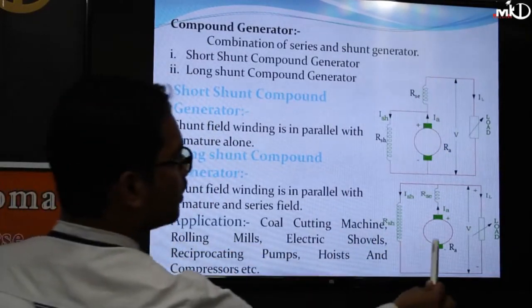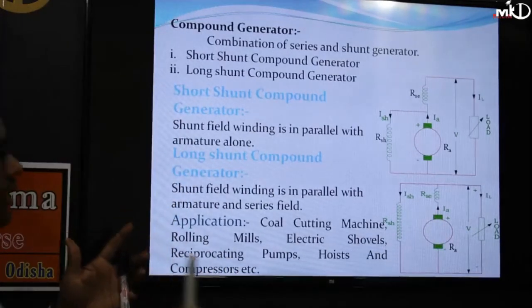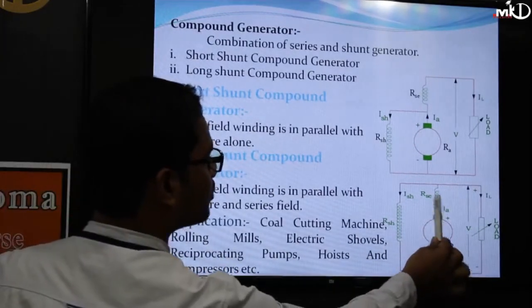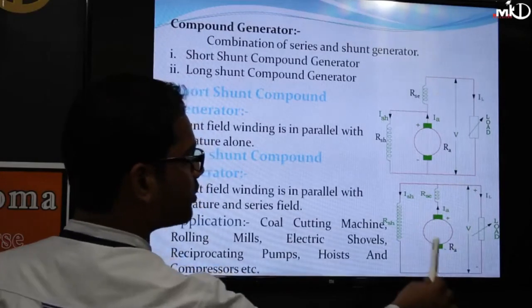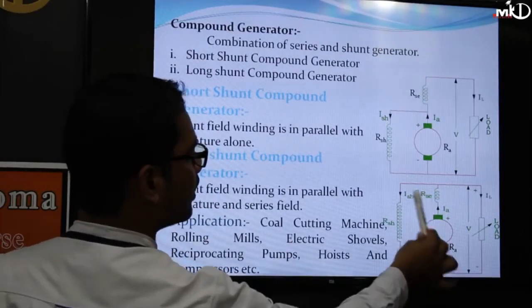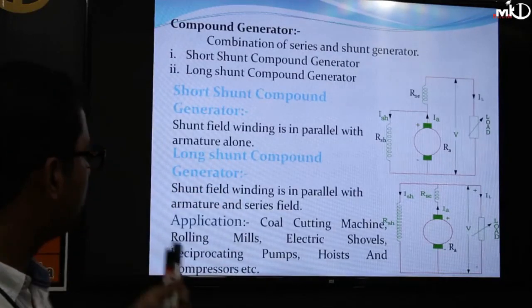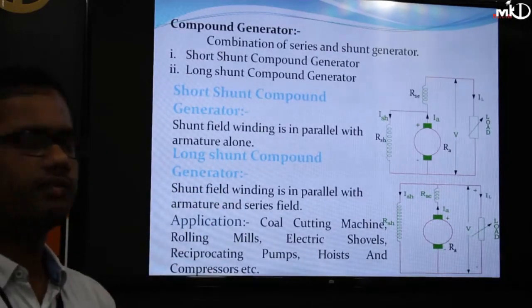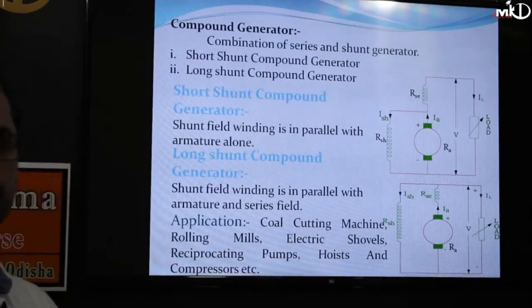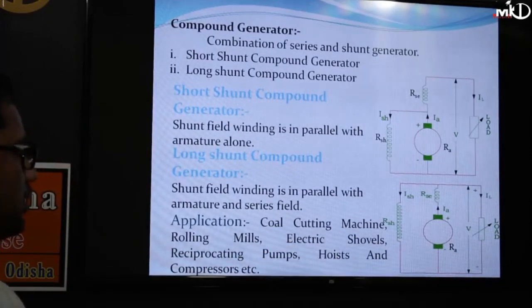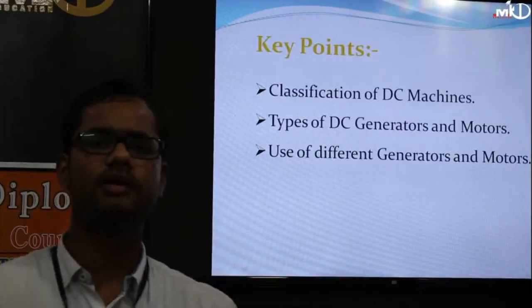as in your series generator, the armature and series carry a single current, so the current is the same, but the current is different here. So accordingly it is divided, and the application is somewhat different. So it is used for coal mining, for electric shovels, for hoists, and pumps. So this is the key point.